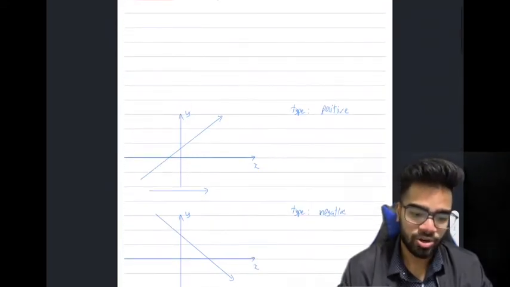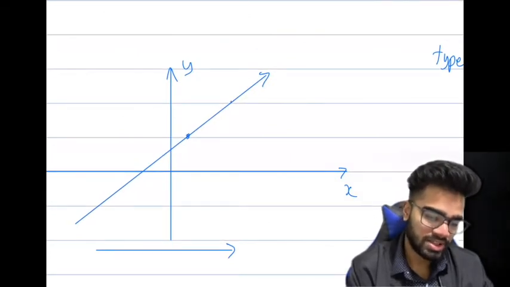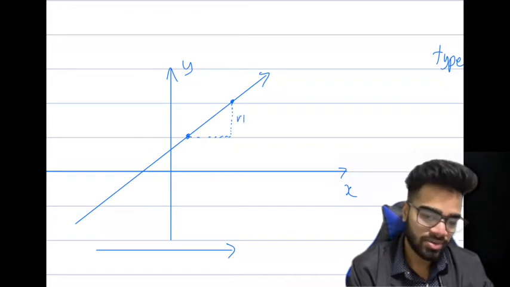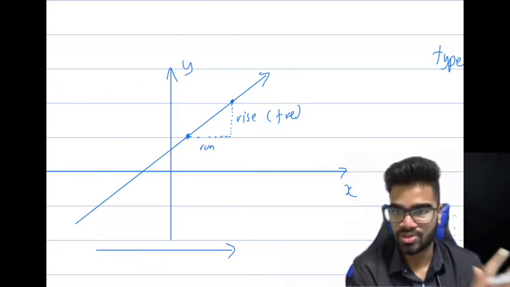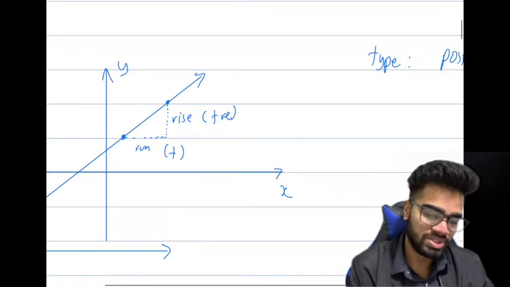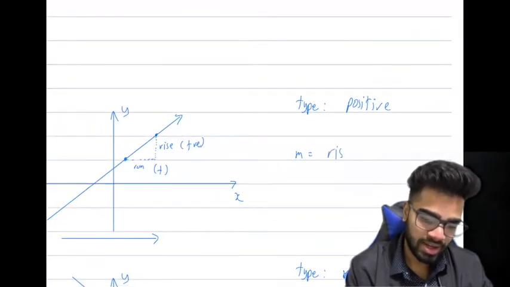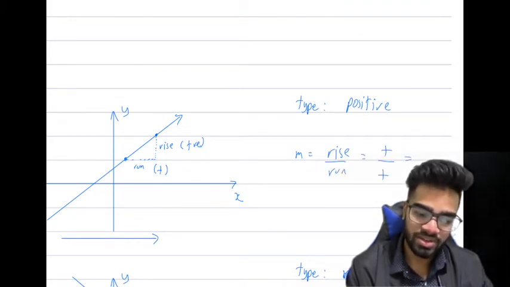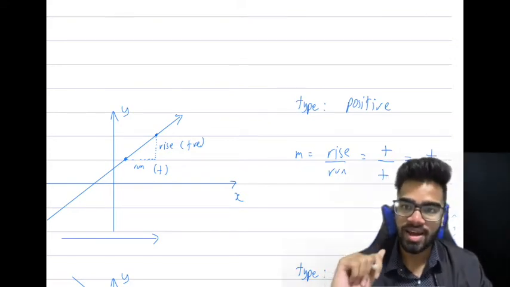So let's go back and talk about why this is positive, why this is negative, and so on. Let's pick 2 random points, it doesn't matter where. If you draw a right angle triangle, what is the rise? The rise is going to be positive because it's increasing, it's going up. And the run is always positive because it's going from left to right. Gradient is rise over run, so if rise is positive and run is positive, overall you're going to have a positive number. That's why this uphill line is a positive gradient.